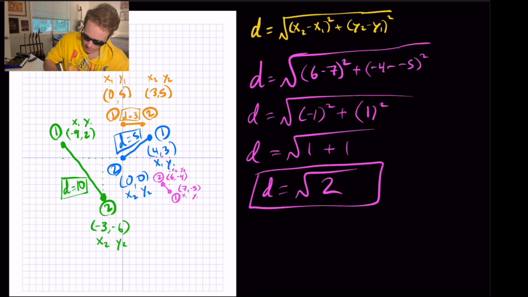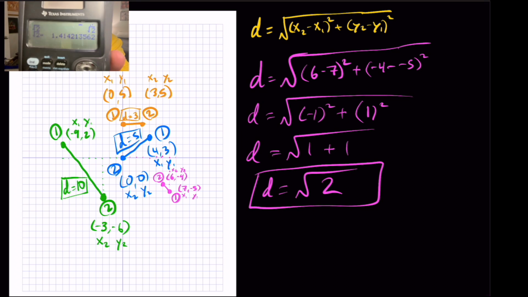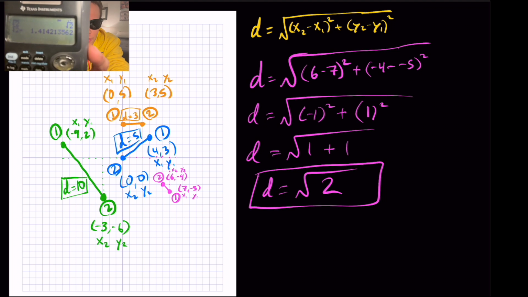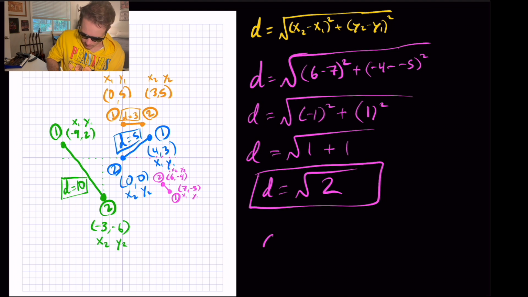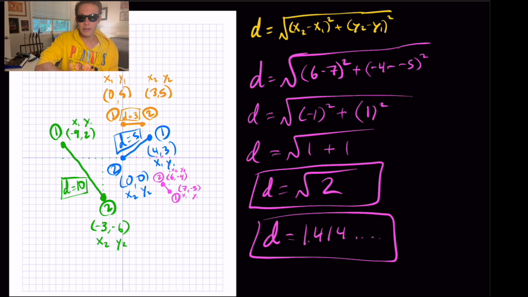And you could leave your answer like this. This is actually probably the most correct way to leave your answer, because the square root of 2 is an irrational number. But if you punch it into your calculator, you will get 1.4142, and so on and so forth. So this checks out, right? Remember at the beginning we said we should expect the distance to be right around 1, something like that. And it definitely is.